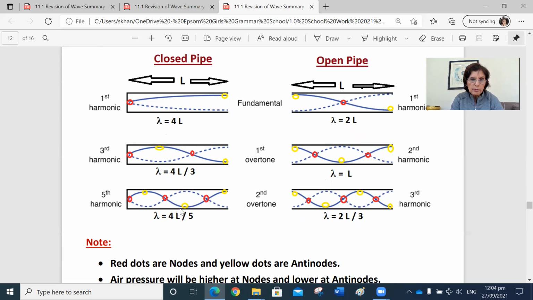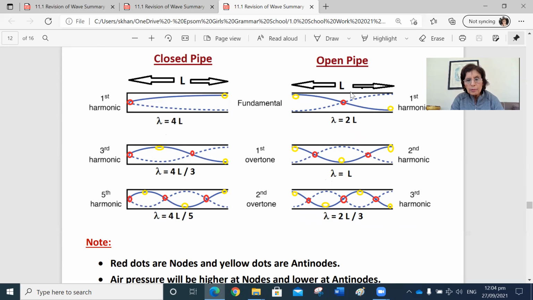The next pattern will be the fifth harmonic, and the wavelength is 4/5 L. The wavelength is from here to there, and there are 5/4, so it's 4/5 of the length. So you can calculate the frequencies. The third harmonic will be 3 times the first one, and the fifth will be 5 times the first one. So these are the patterns for the closed pipe.